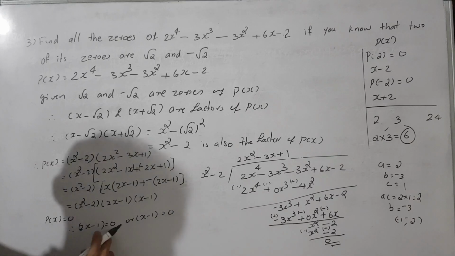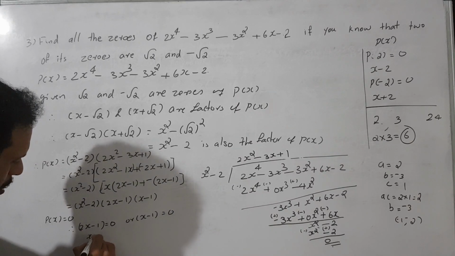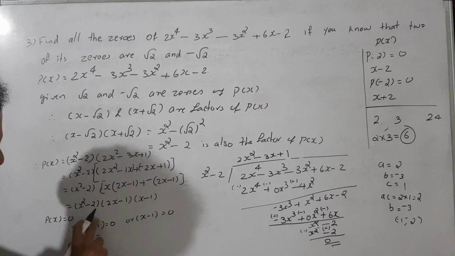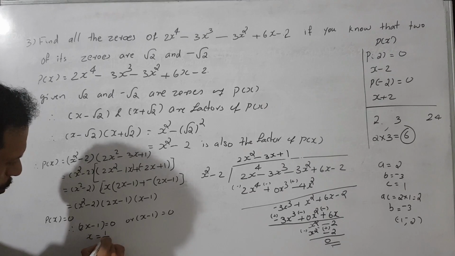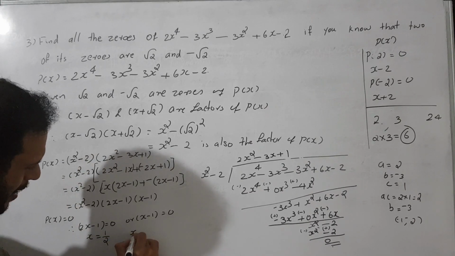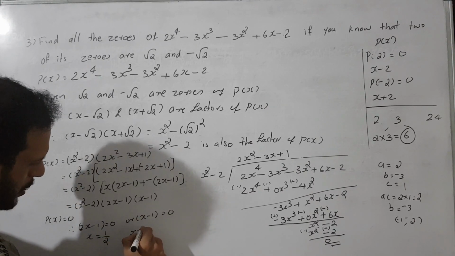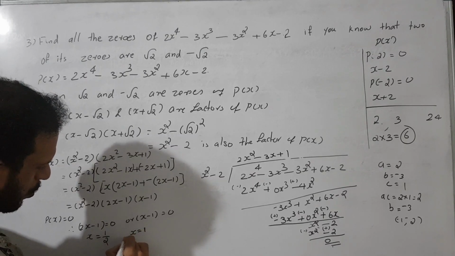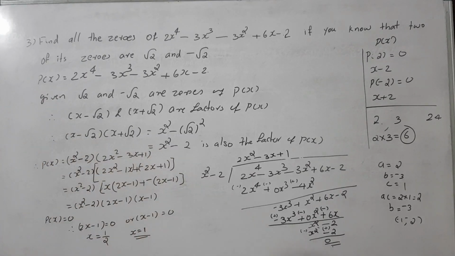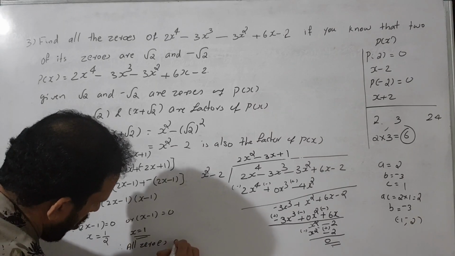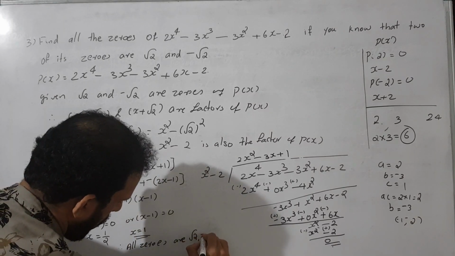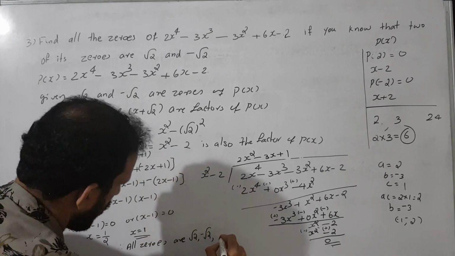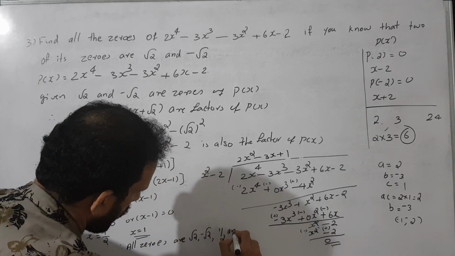If 2x minus 1 is equal to 0, what is the value of x? If we transpose minus 1 to this side, then 0 plus 1 is 1, so x is 1 by 2. And here x is equal to 0 plus 1, which is 1. So now we got the values of x. X is equal to 1 by 2 and x is equal to 1. So we write, therefore, zeros are root 2, minus root 2, 1 by 2 and 1.